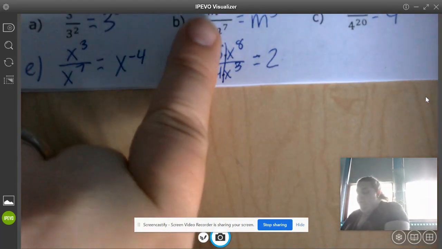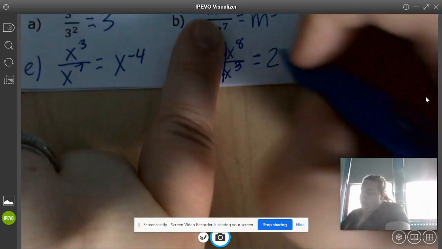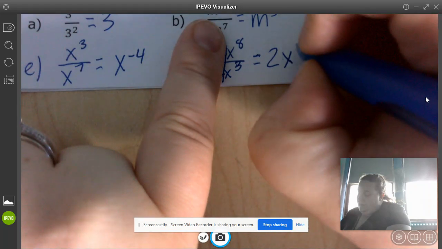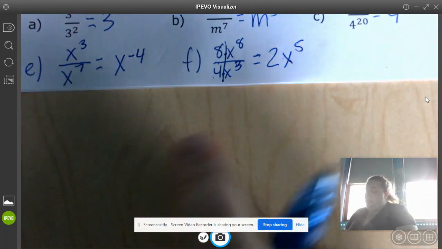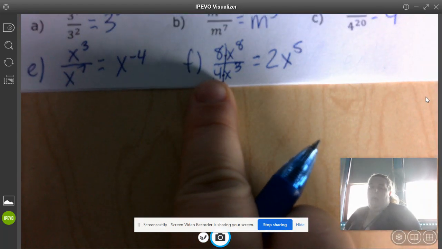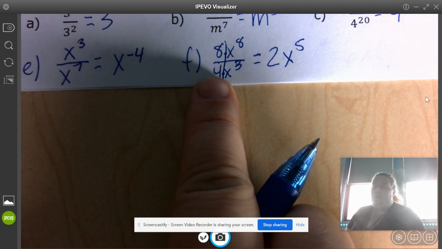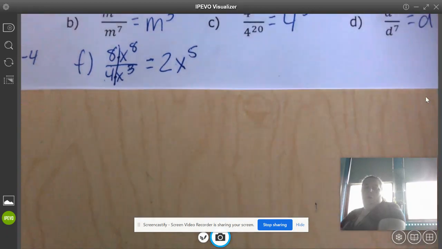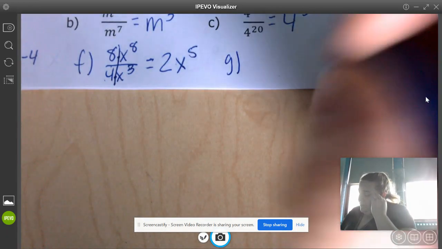Okay. Now I'm going to move on to my bases, and use my rule. My like base is x. 8 minus 3 is 5. Okay. So when you have coefficients, apply whatever operation you're working with, in this case, division. Okay. All right, one more example I'd like to do with you.